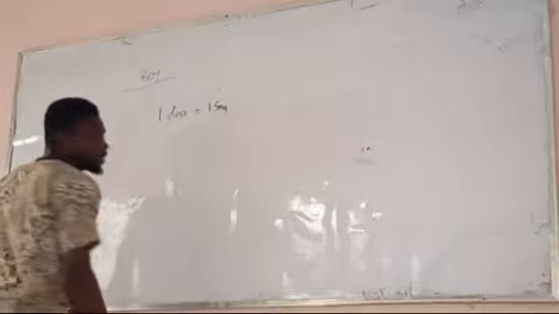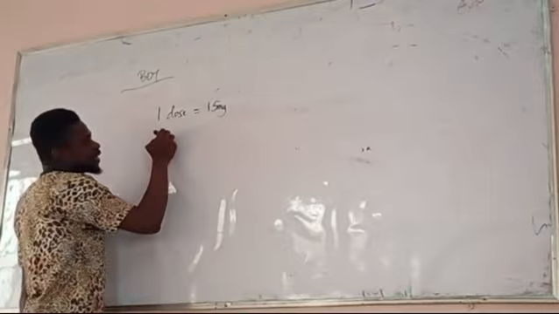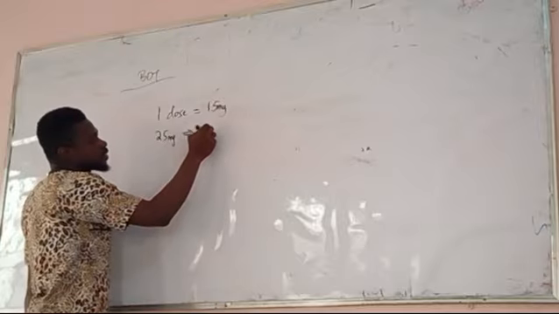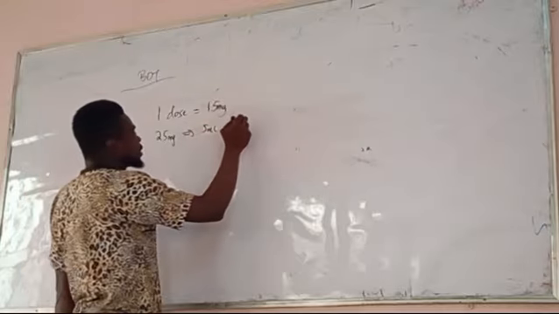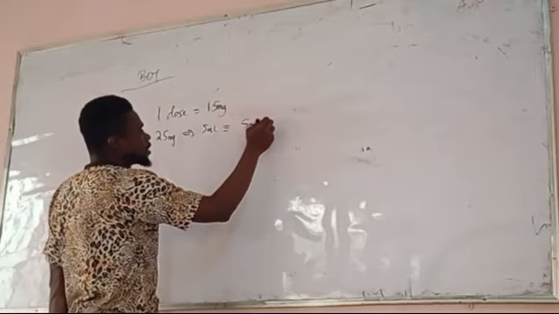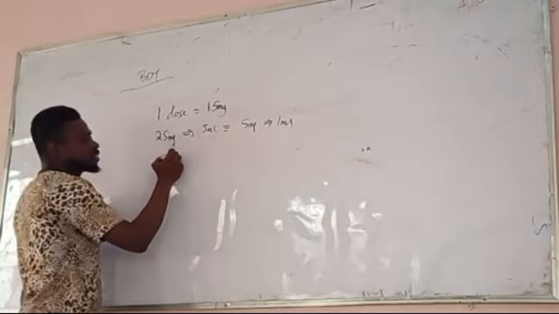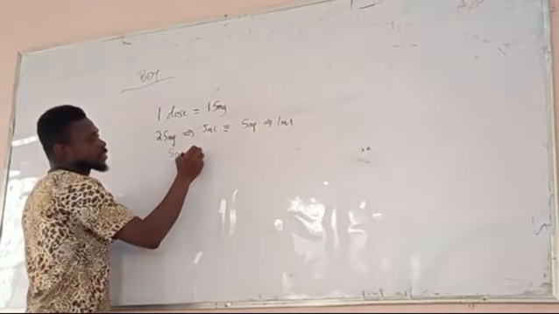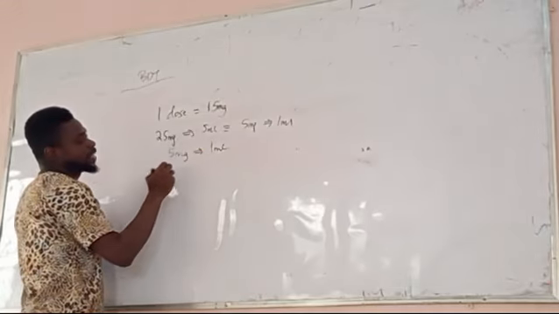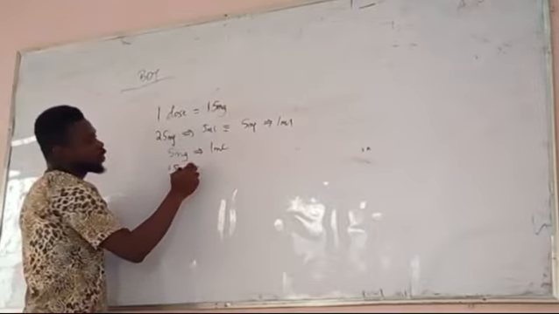So remember from the question, 25 milligrams is contained in 5 ml. Dividing both sides by 5, we have 5 milligrams is found inside 1 ml. So 5 milligrams is contained in 1 ml. How many ml will contain 15 milligrams? We don't know, so we call it X.